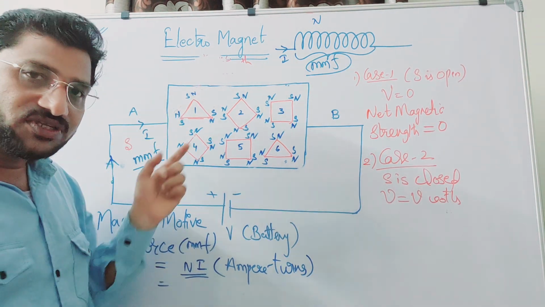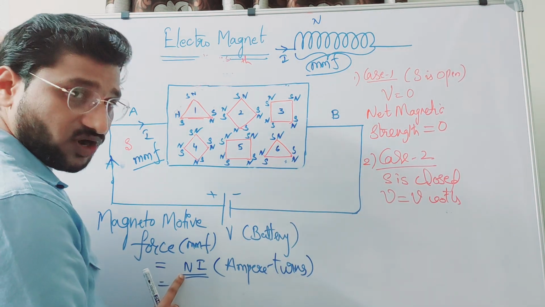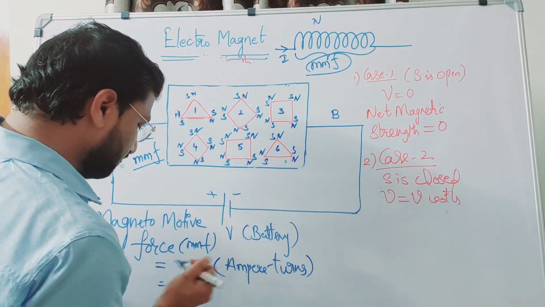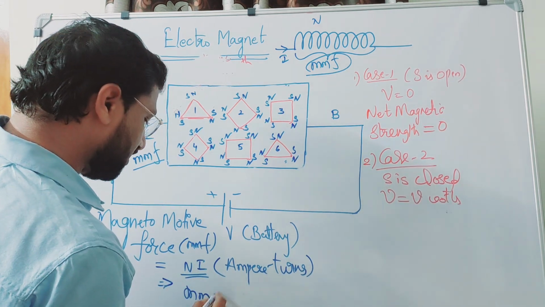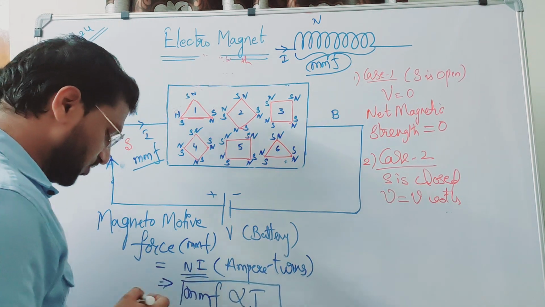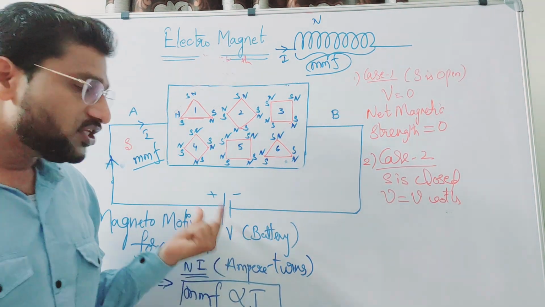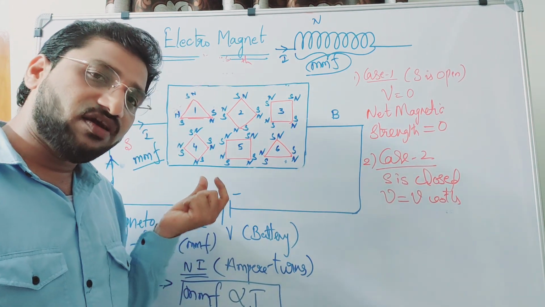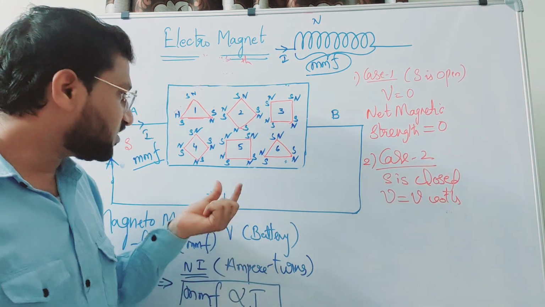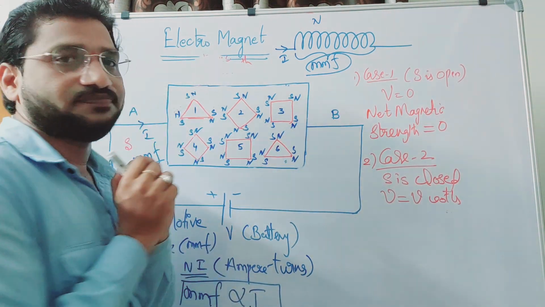When the current is more, since the number of turns is constant, that means in this formula N is constant, therefore the MMF value depends purely on the current value. That means MMF is directly proportional to the current flowing through the solenoid or conductor. So the voltage value matters a lot, and it has to be selected in such a way that the MMF is enough to break this bond.